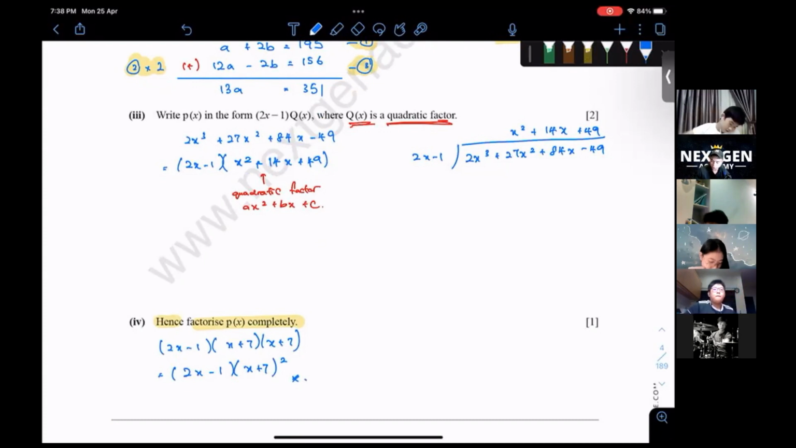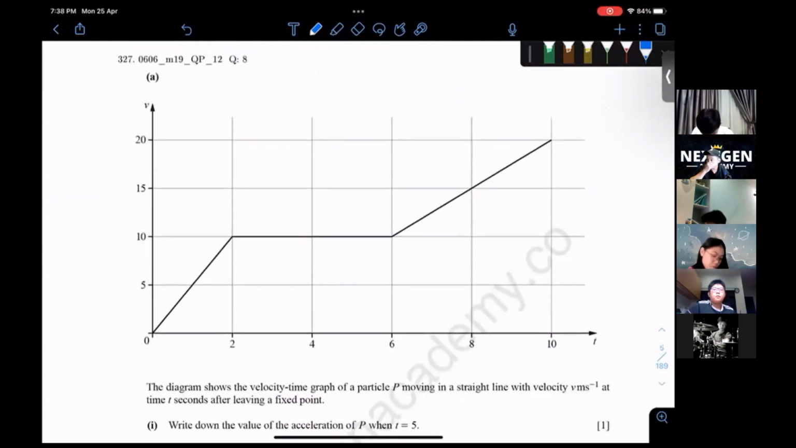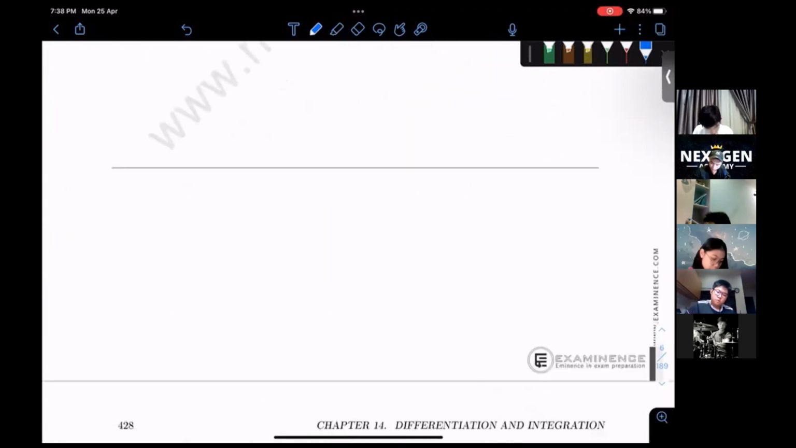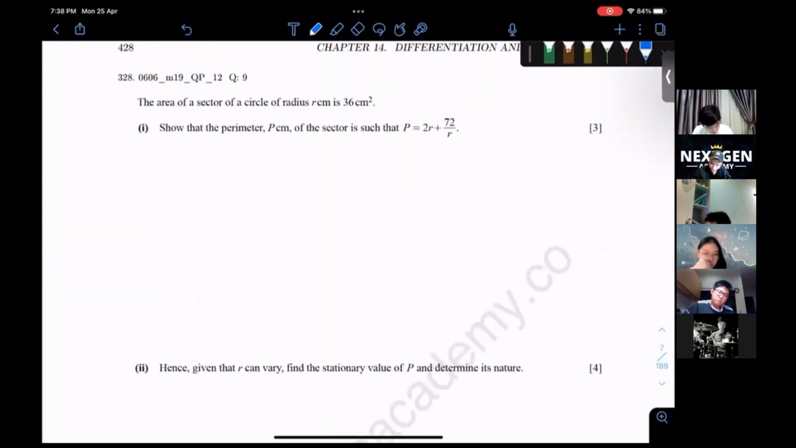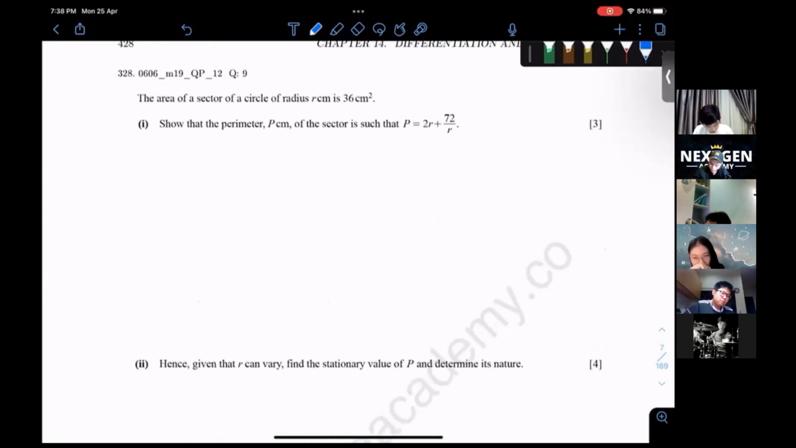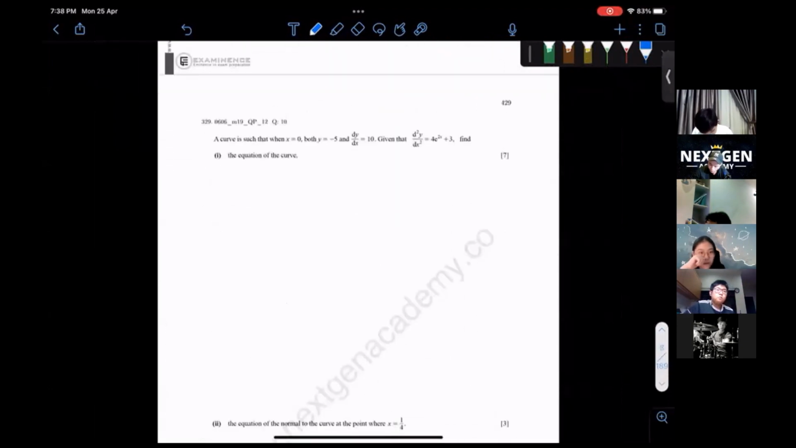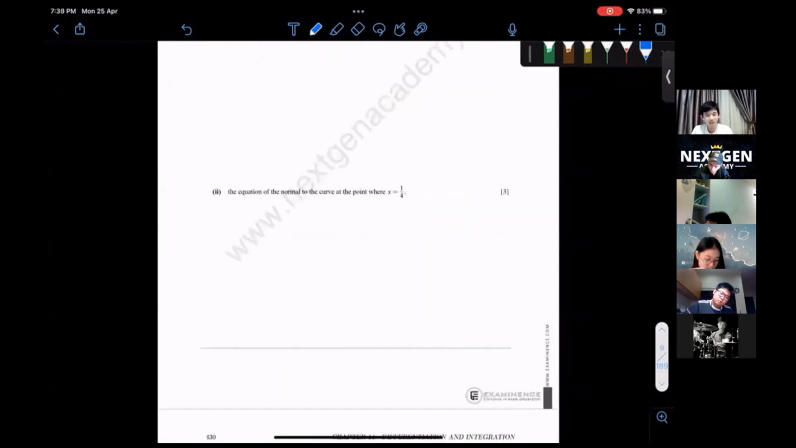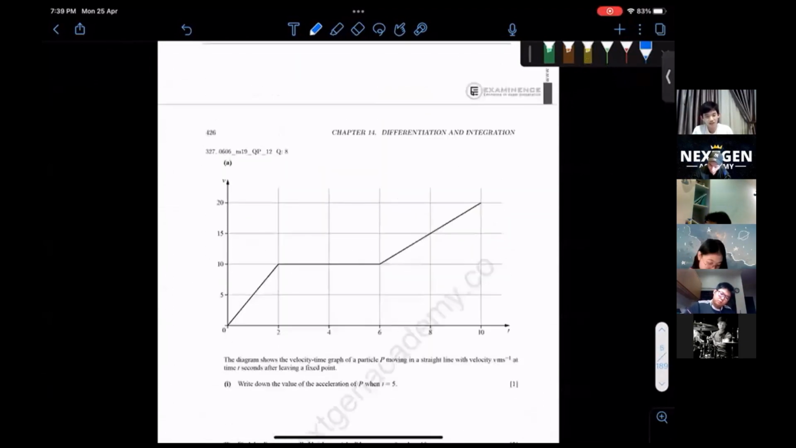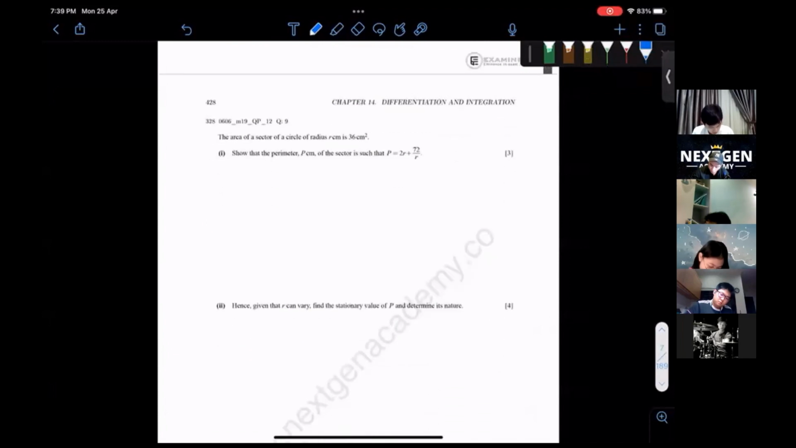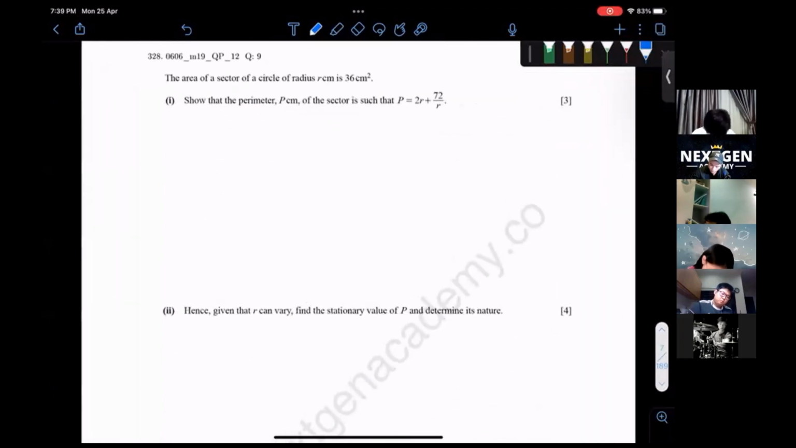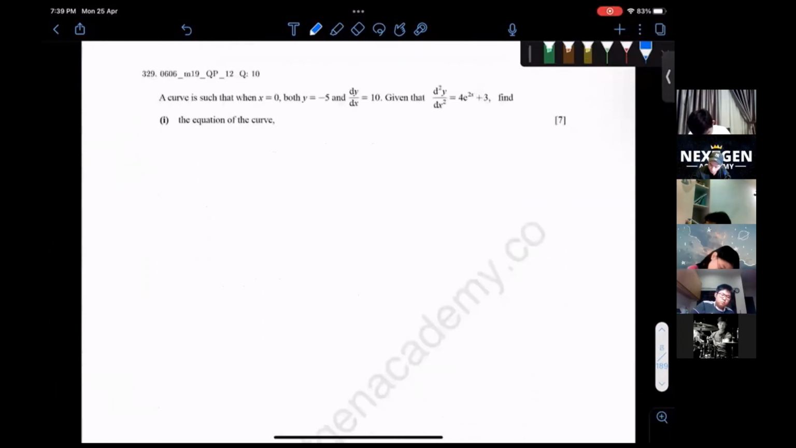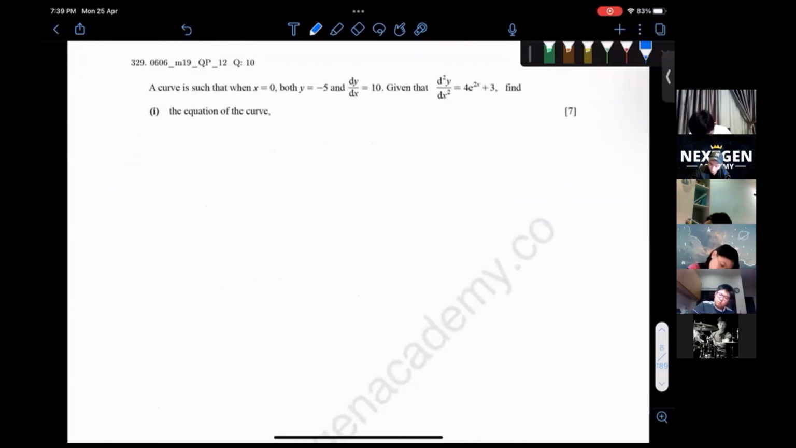Okay, let's move on. Questions 3 to 7, we're going to skip first because you need your next chapter. I'm going to focus a bit more on the integration. So for the differentiation one, we might skip this for now. Question 3 to 8.